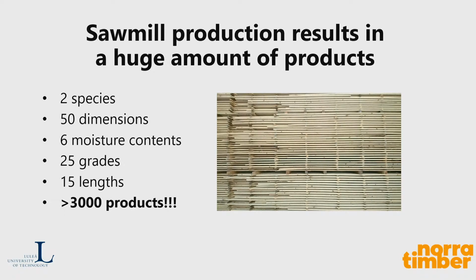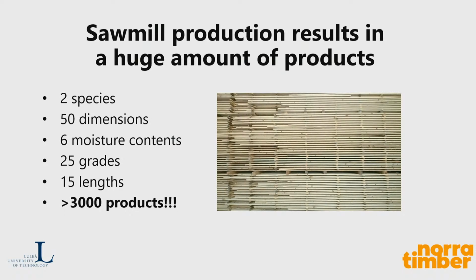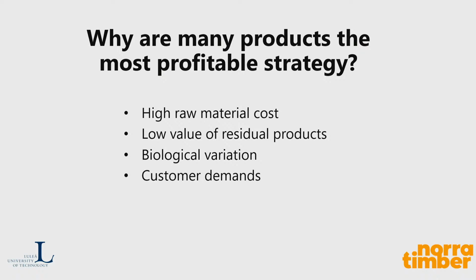Add this together, more than 3,000 products, and the fact is that many of these products are not something we want to produce really. It's just a consequence of when we cut the log and we don't know what's inside the log, so we get what we get when we cut it. So we have customers that want these specific combinations of dimension, moisture content, grade and length. But when we produce it, we also produce some combinations that we don't want, that we don't have a real demand for. So one can question why is it that the sawmills use this strategy?